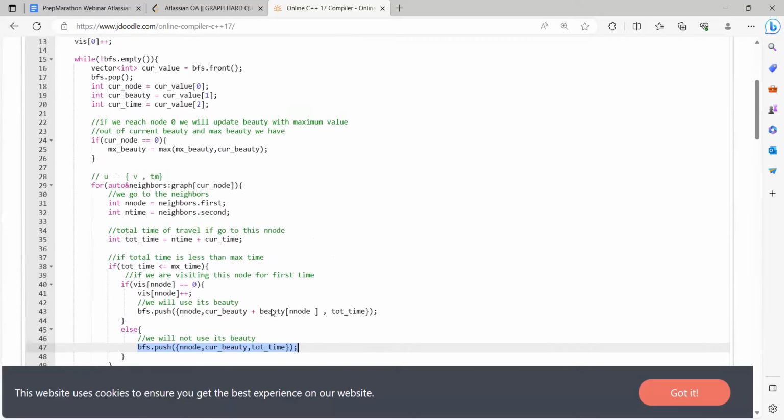Now, does anyone have any doubt? Here we have just used breadth first search, a basic traversal technique, for solving this problem. Now, do tell me, did you get it or not, please?